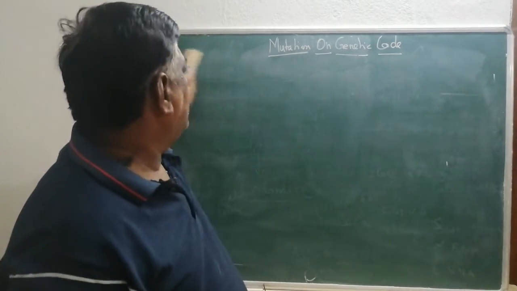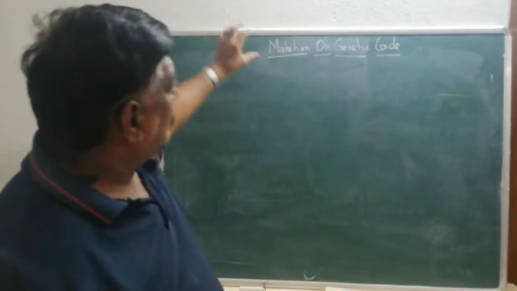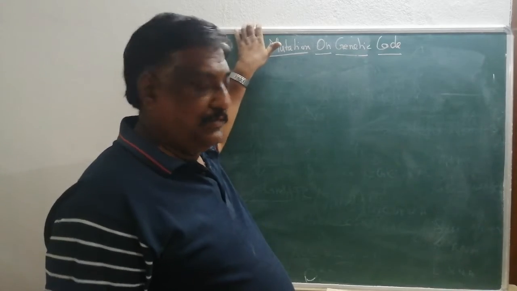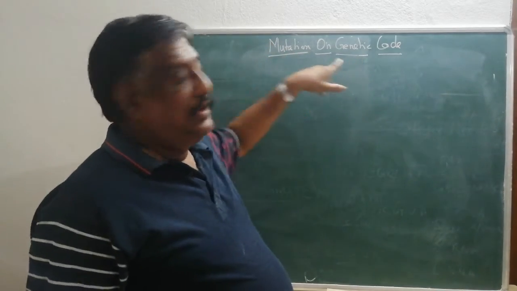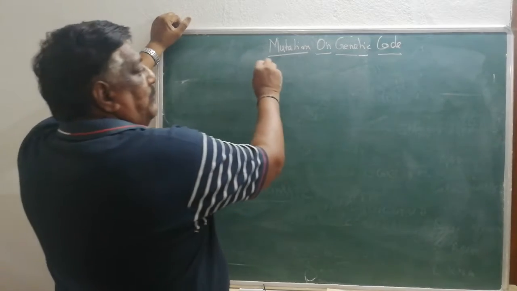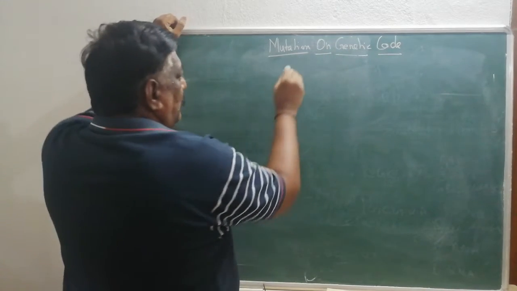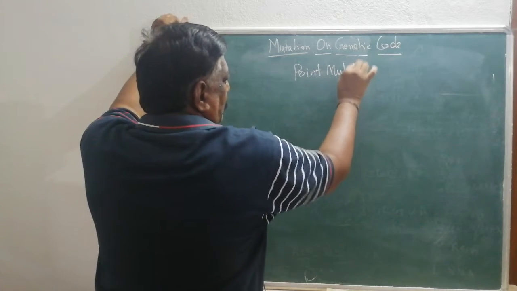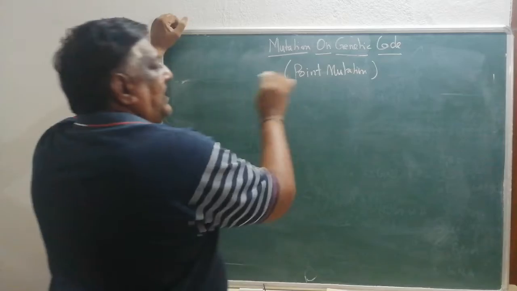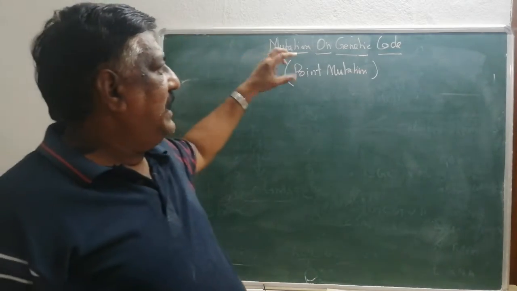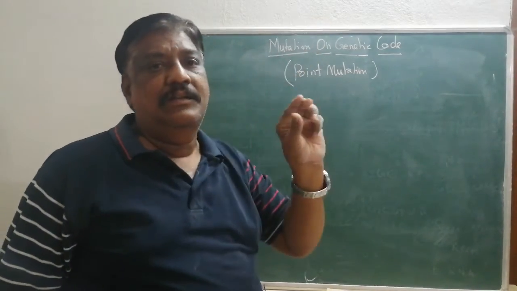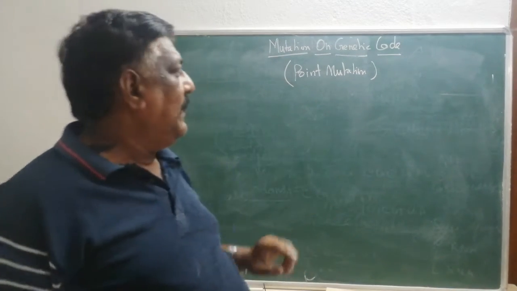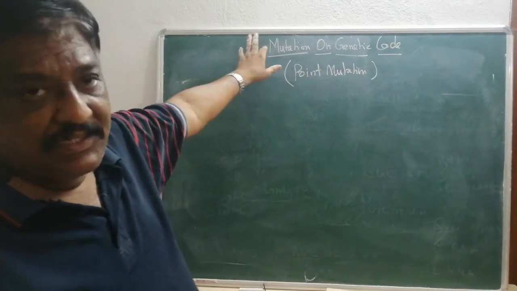Now, in the previous lesson on mutation, we saw two types: mutation in the gene and mutation in the chromosome. But we are talking about genetic code. If any mutation takes place in the genetic code, it is called point mutation. That means the change takes place only in one set of code or one gene. We have seen some examples of this mutation.